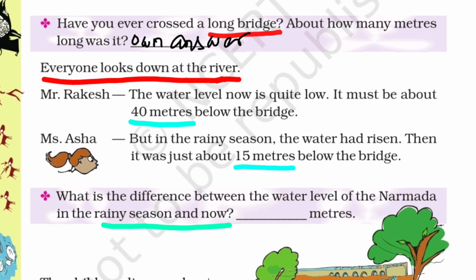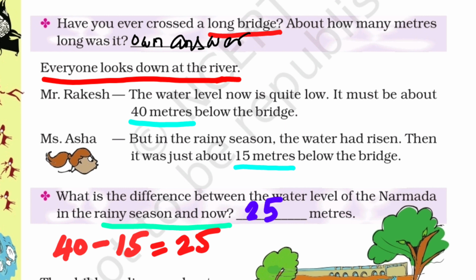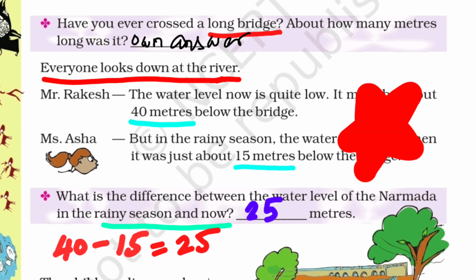So we need to subtract 40 minus 15. So 40 minus 15 is 25. So 25 meters. So the answer to what is the difference between the water level of Narmada in the rainy season and now is 25 meters. Okay, and this question is an important question, children. They can frame a question but they can change the meters. For example, now they can give 30 meters, and in rainy season they can increase or reduce to 25 or 10 meters. Okay, so this is an important question for your exam. Please practice this question. Okay, so let's see the next one.